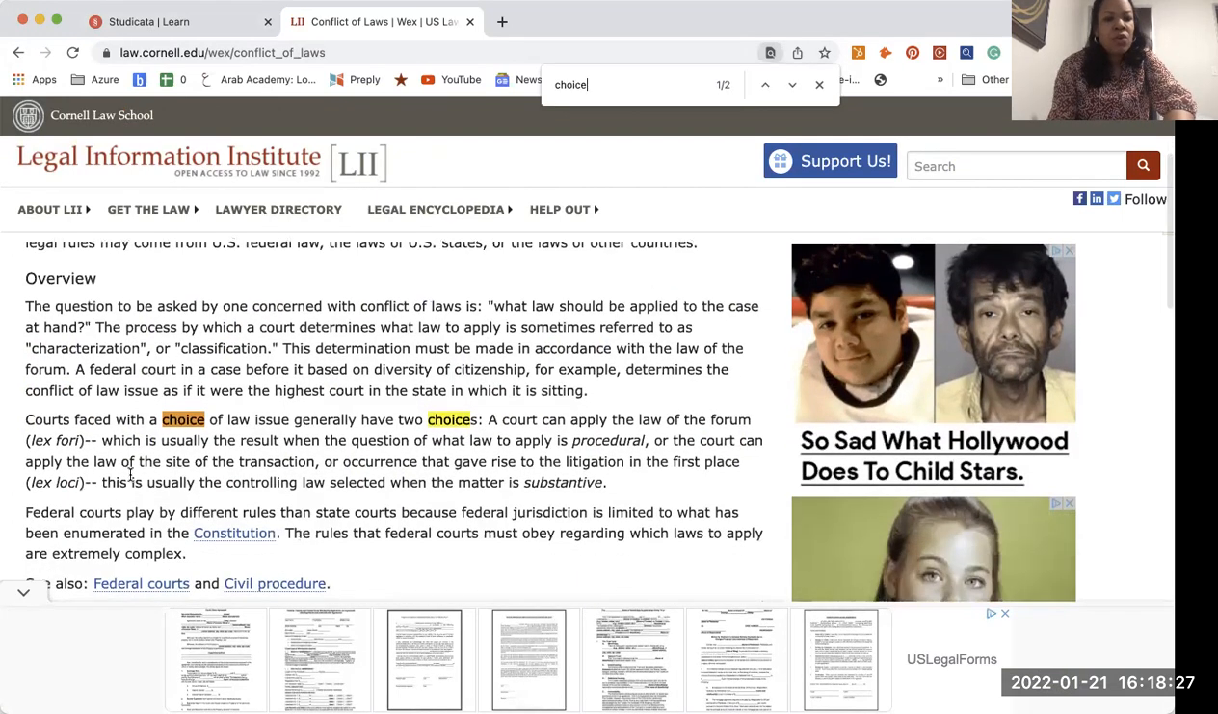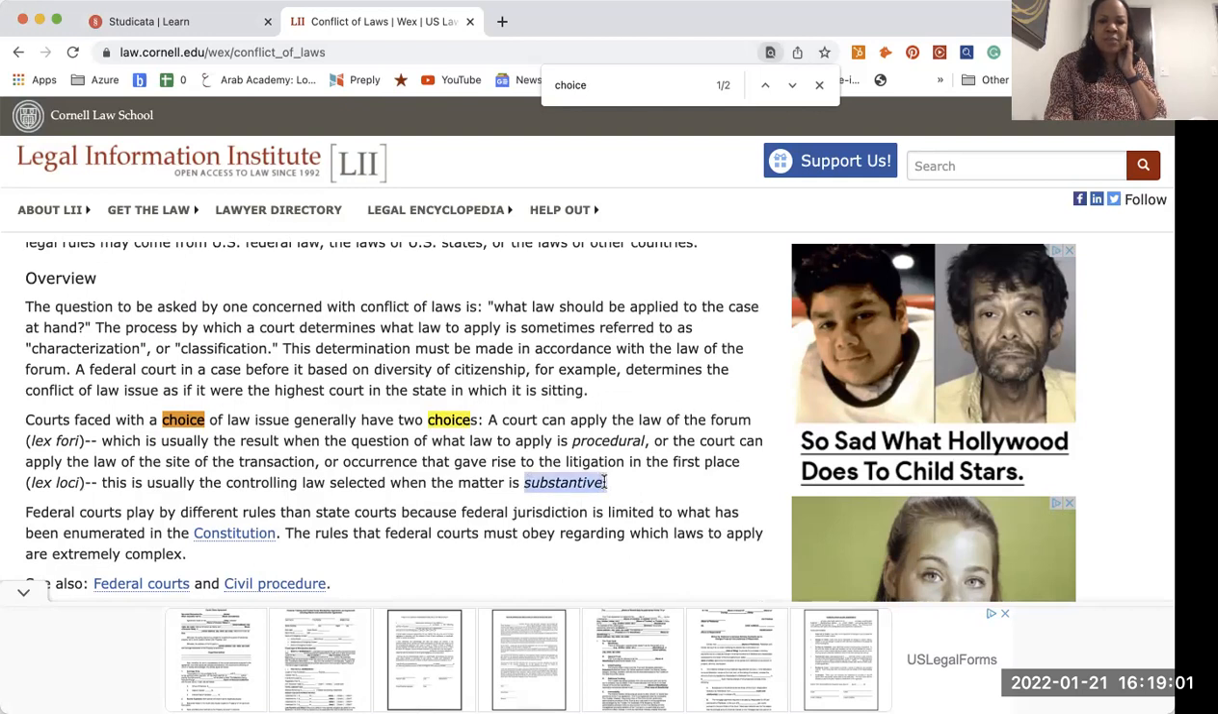Courts faced with a choice of law issue generally have two choices. A court can apply the law of the forum, which is lex fori, which is usually the result when the question of what law to apply is procedural, or the court can apply the law of the site of the transaction or occurrence that gave rise to the litigation in the first place, lex loci. This is usually the conflicting law selected when the matter is, how do you pronounce this? Substantive.